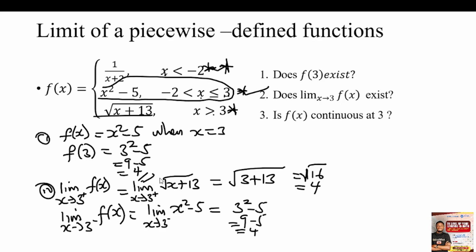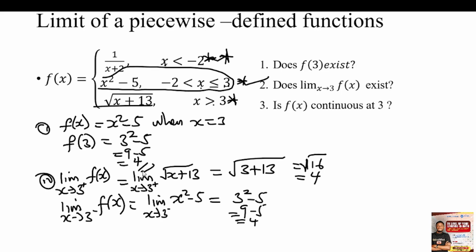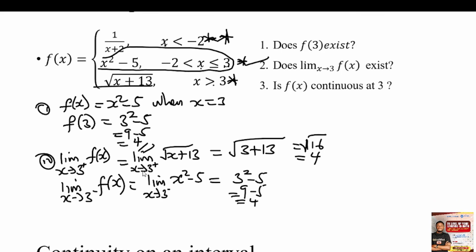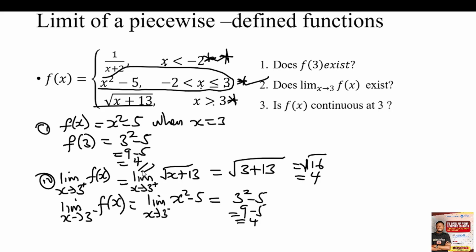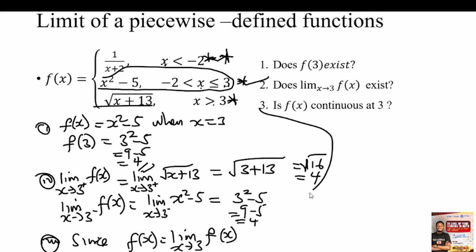And that f of x exists, or the limit of the function as it approaches from the left, f of x exists. And for the last condition, since f of x equals the limit as x approaches 3, f of x exists, then it means that this function is continuous at 3. So this particular question is being solved here.